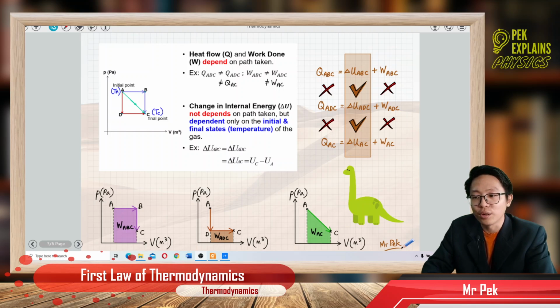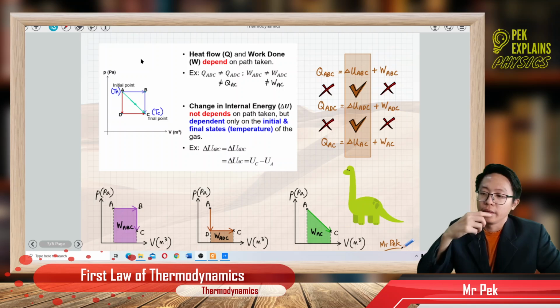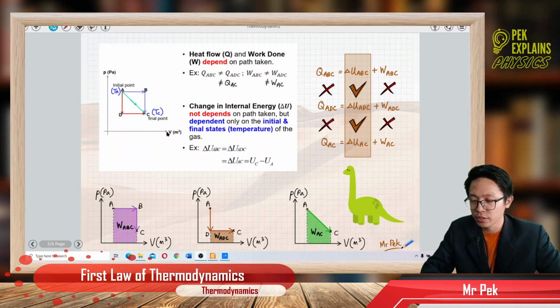Hi, let us talk about the third part of the summary. I want to take this example to explain the pressure volume graph in thermodynamics. This is a very important concept.